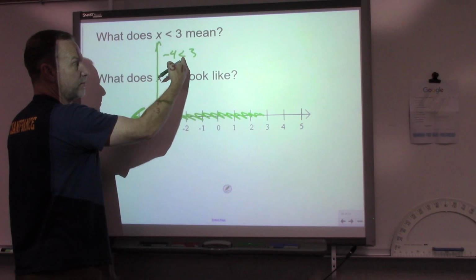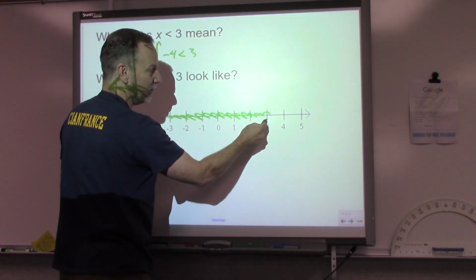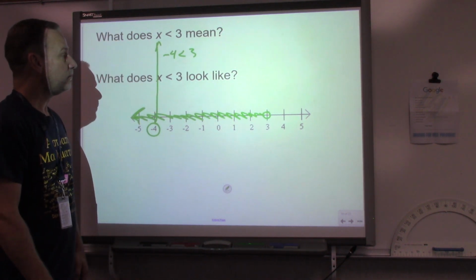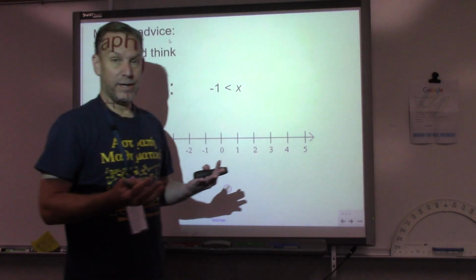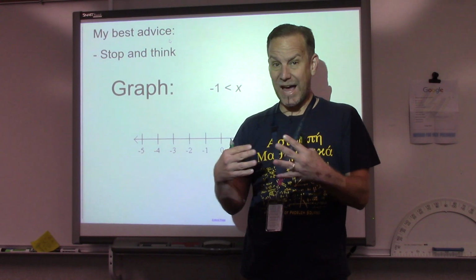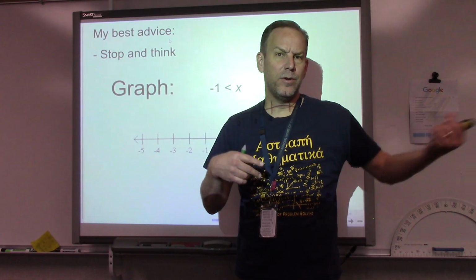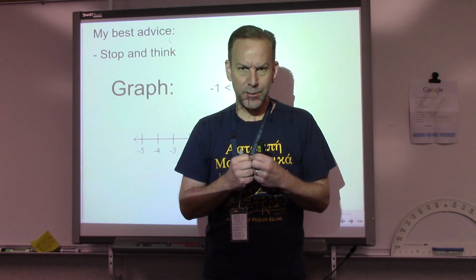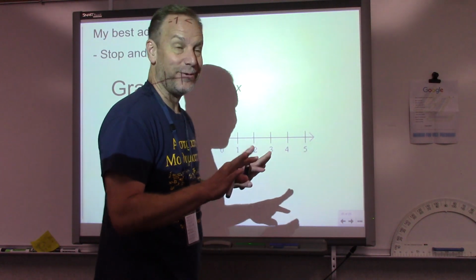Is negative 4 smaller than 3? Yes, so all of these numbers work, but we can't include the boundary value at this point, so we use an open dot to do that. Okay, so my best advice to you on these is stop and think. There are so many students who miss half of them because they just flip a coin: heads I'm gonna go right, tails I'm gonna go left. Heads I'm gonna use an open dot, tails I'm gonna use a closed dot. Just stop and think for like 10 seconds and you will get it right.